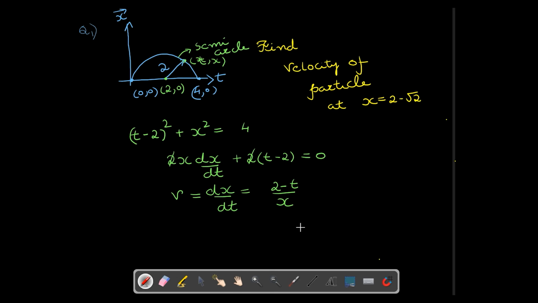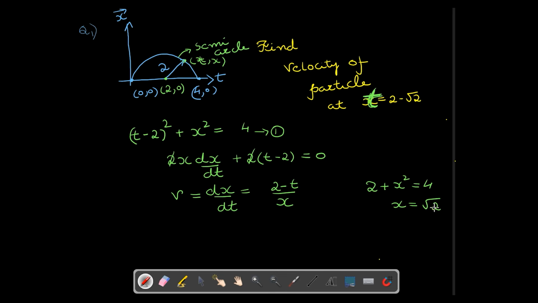So how will you get it? They have mentioned that t is equal to 2 minus root 2, not x is equal to 2 minus root 2. Got the point? You can do it either way, there is no issue. For ease, I'm going to take this part. Now, 2 minus root 2 minus 2, that is nothing but minus root 2. So applying t is equal to 2 minus root 2 in this equation, let's say equation number 1, 2 minus root 2 minus 2 is minus root 2, whole square is 2, plus x square is equal to 4. So x is equal to root 2.